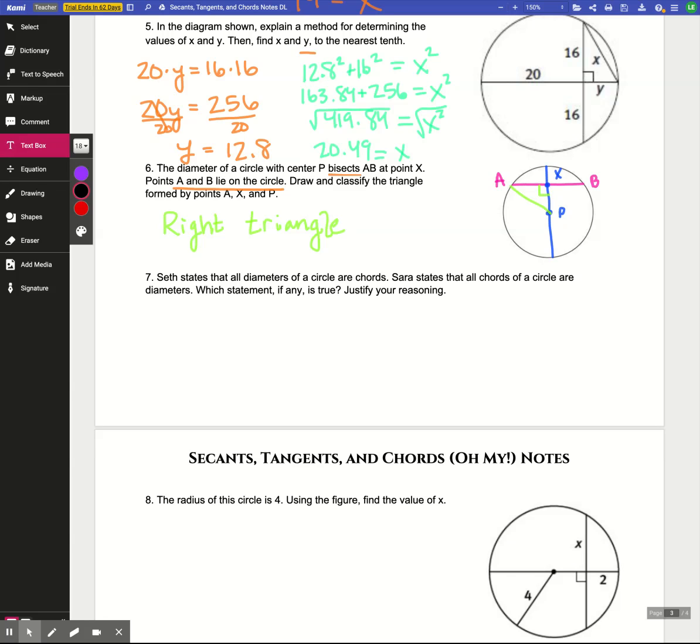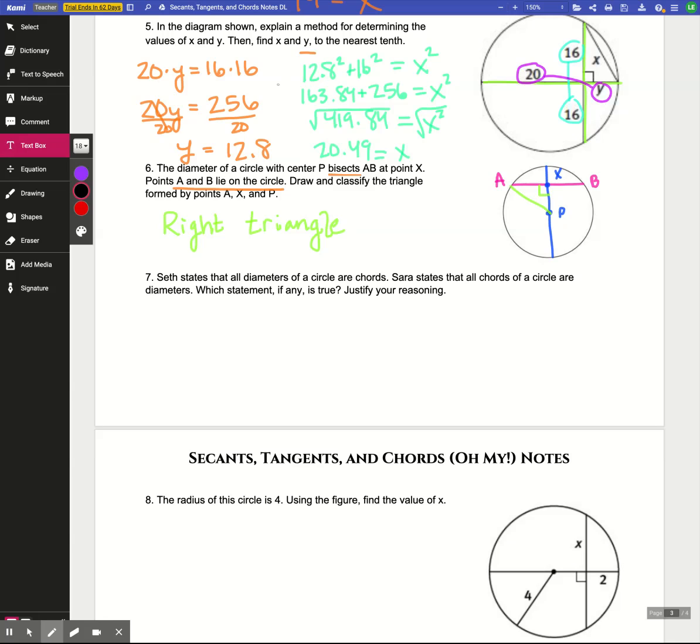And to do that, I'm using the chord multiplication rule, because you have 2 chords here, this one and this one. So I know that I can multiply the 2 parts of each of those chords together, the 16 and the 16 and the 20 and the y. I can multiply those together and set them equal to each other, and that will help me find y. That's exactly what I did, and that's what's written there in orange.